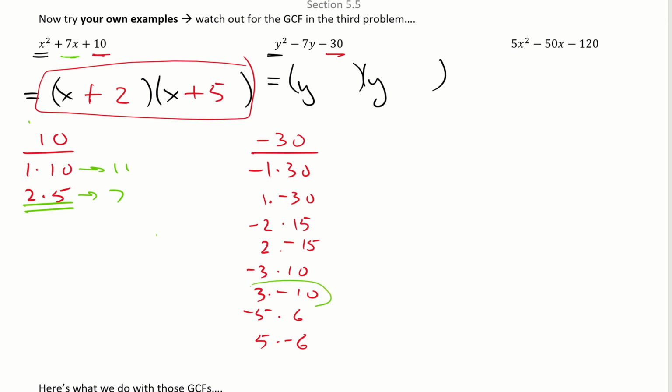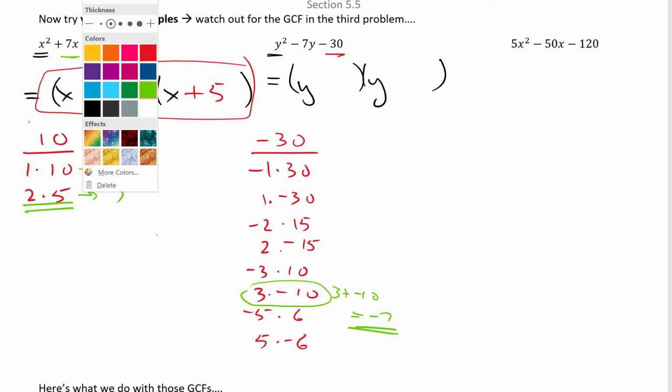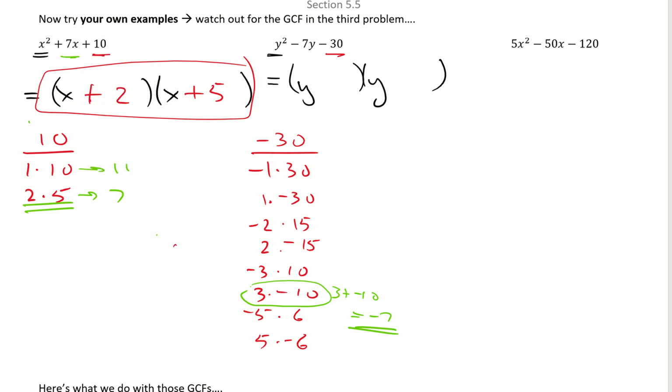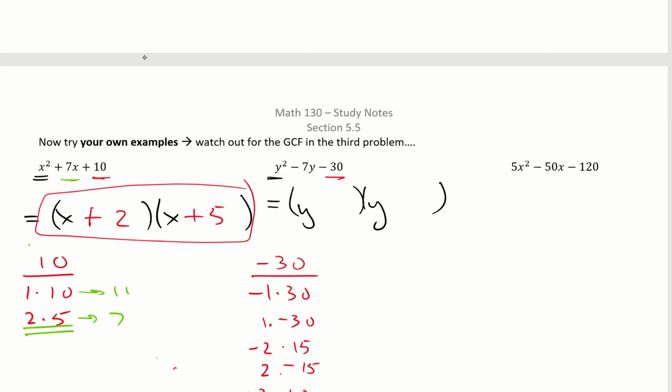There it is. These add up. 3 plus negative 10 is negative 7. That's the winner. So our answer is going to be, you know what it is. Put the numbers in. So plus 3 and minus 10.